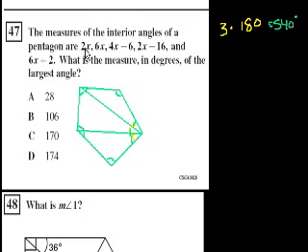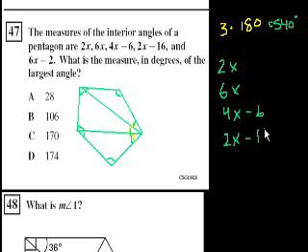Now they say that each of them are 2x, 6x, etc. So the sum of all of these terms has to be equal to 540. So we could write, I'm going to write them vertically. It makes them easier to add. So if we write, they're 2x, 6x, 4x minus 6, 2x minus 16, and 6x plus 2. 6x plus 2. This is going to be the largest, right?